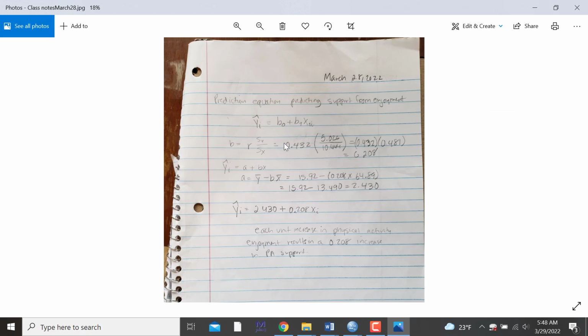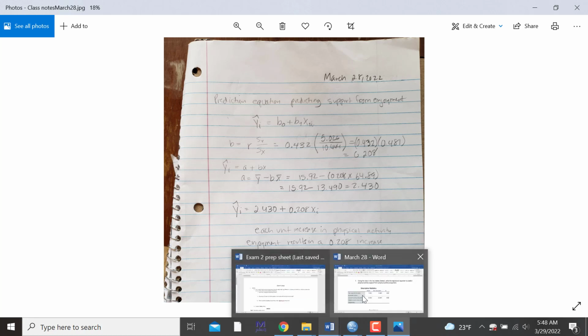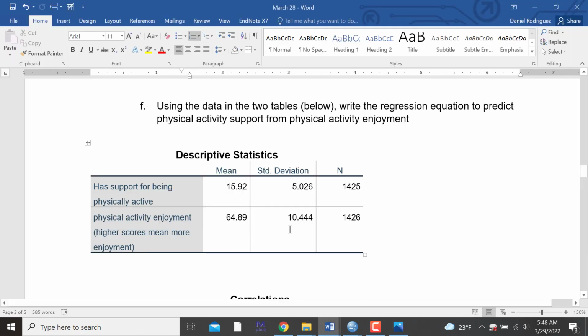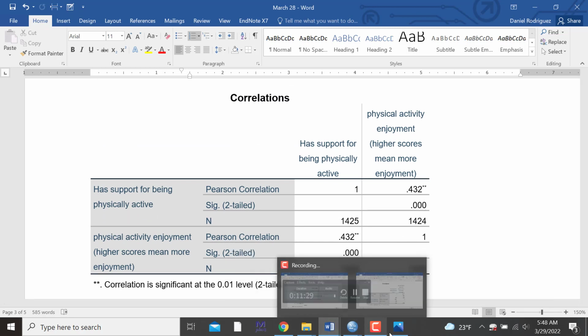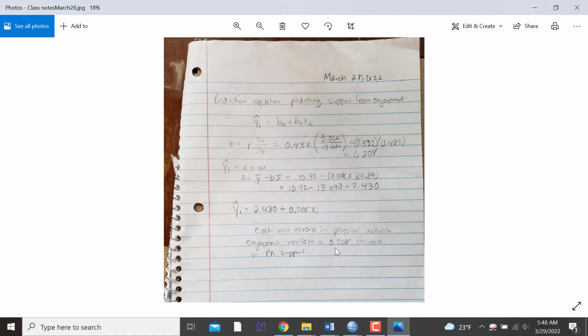And once we get this b value, right, it's 0.208, we plug it into the equation. We have the means of each variable in that first table. Mean for each variable is here. We have the standard deviations. We have every single thing that we need to complete the problem. Okay, so it's not a lot of work then. You just need to plug things in where they belong. And we get our final regression equation.